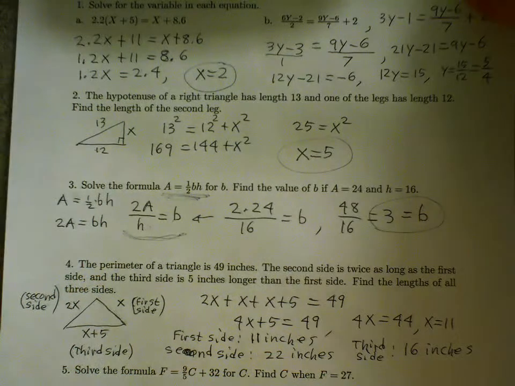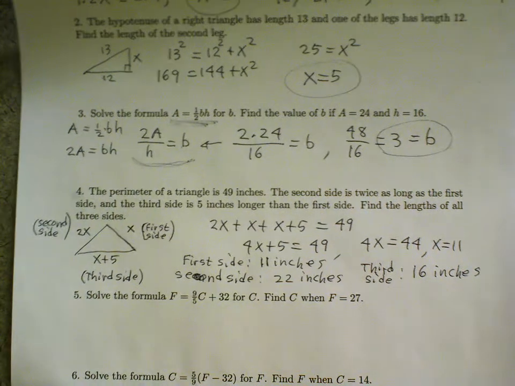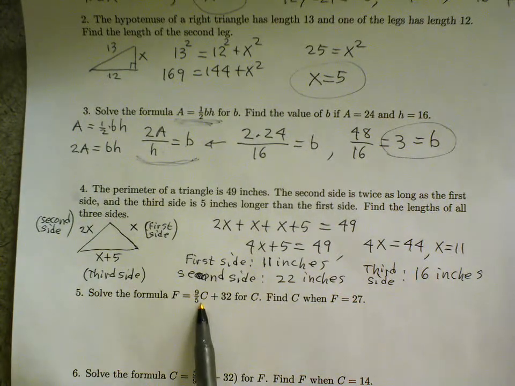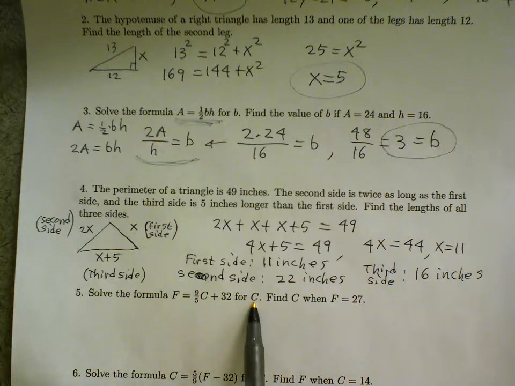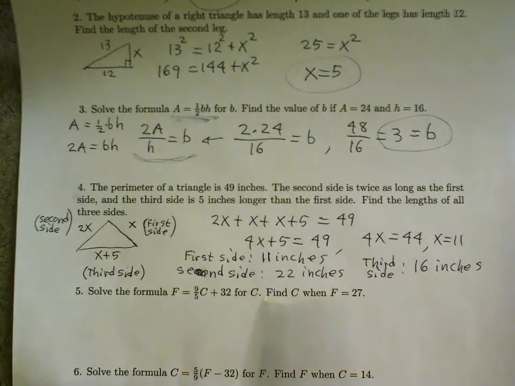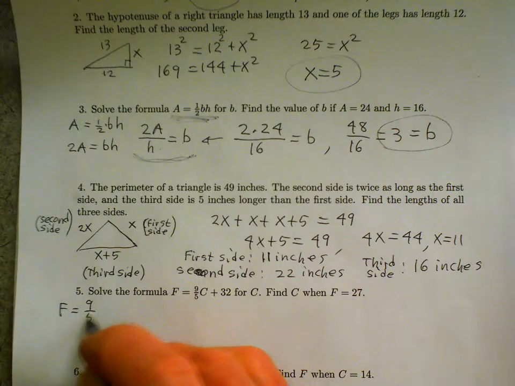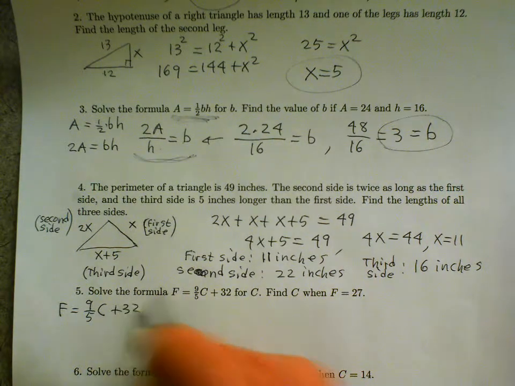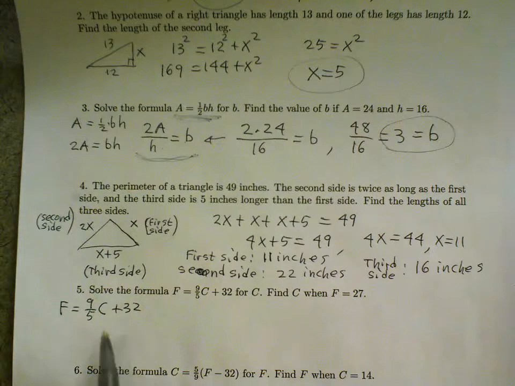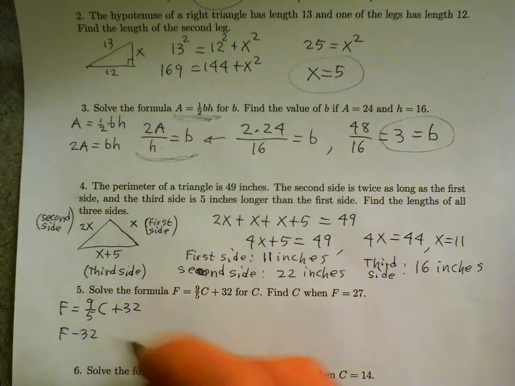Okay, problem number 5. Solve the formula F equals 9/5 times C plus 32 for C. So we can solve this in 2 steps. I'll rewrite the formula here. F equals 9/5 times C plus 32. So we want to solve for C, so step 1, we can subtract 32 from both sides. So we get F minus 32 equals 9/5 times C.